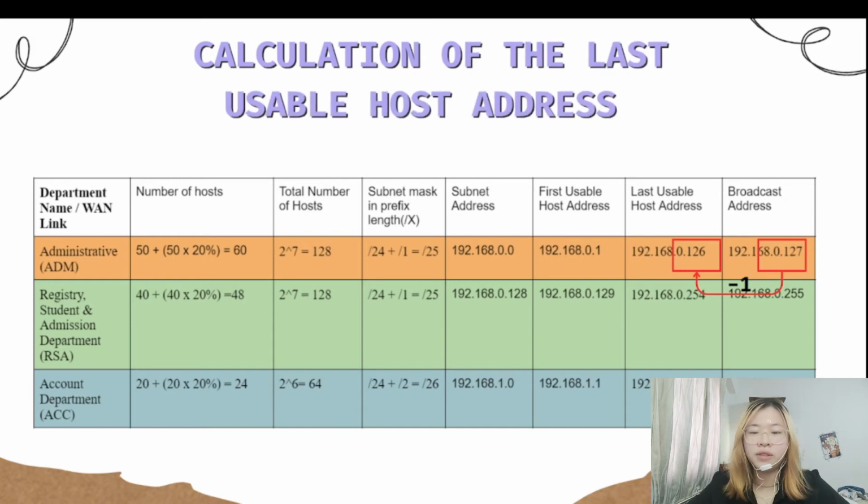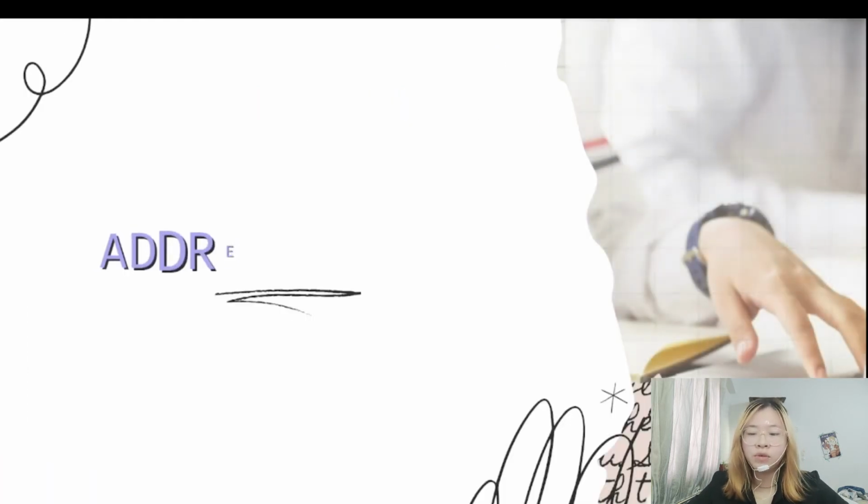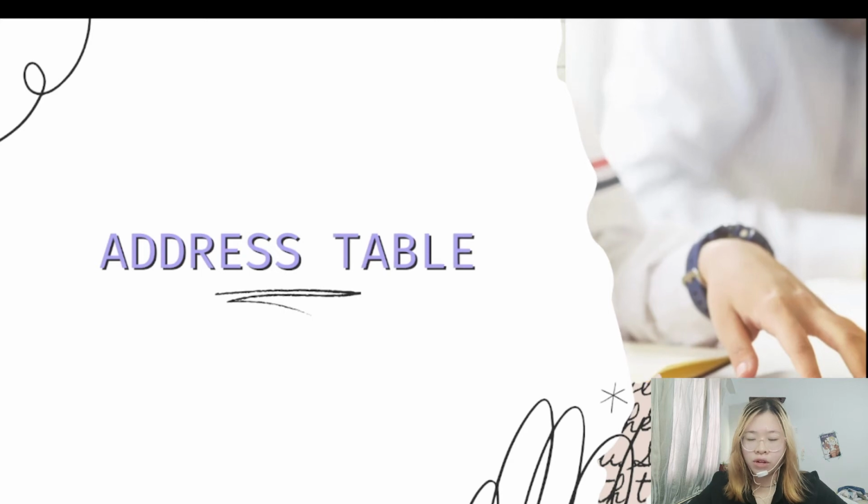Lastly, I will talk about the calculations of the last usable host address. The last usable host address is calculated using the broadcast address minus 1, and that will become the last usable host address. That's all for my part. I will pass to my teammate to talk about the addressing table.